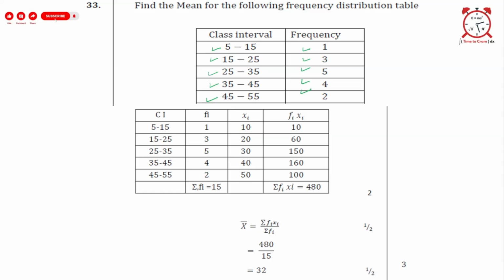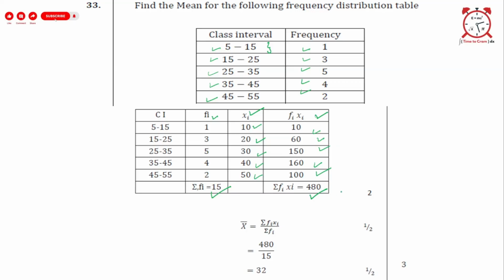So let us make the class mark xi. Class mark what? We have to take the average of 5 and 15. It is 10. In the same way we have to take the average of each class. So this is the class mark xi. Now the product of fi and xi. So we will get the product for each row. And the total sigma fi xi is 480. The total sum of frequency is 15.